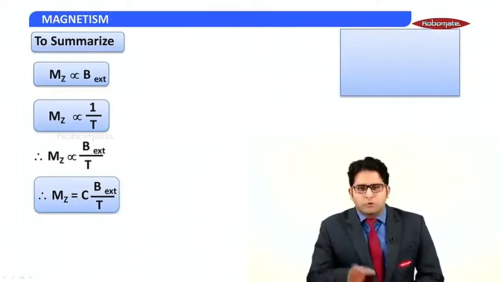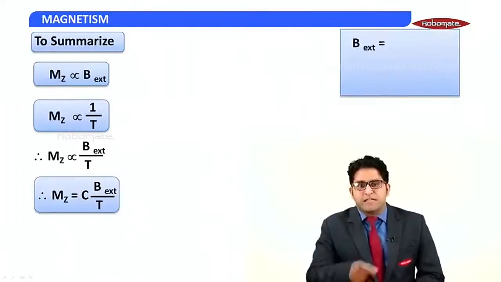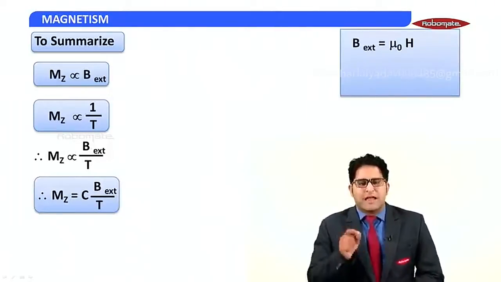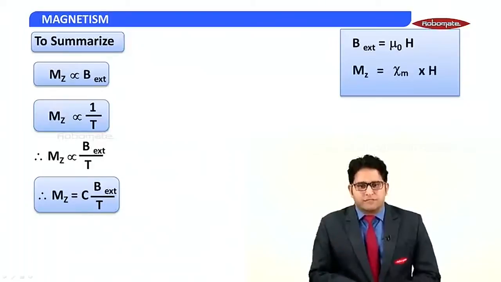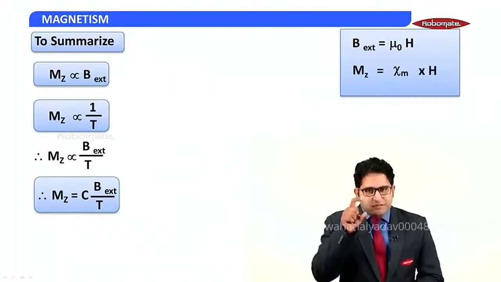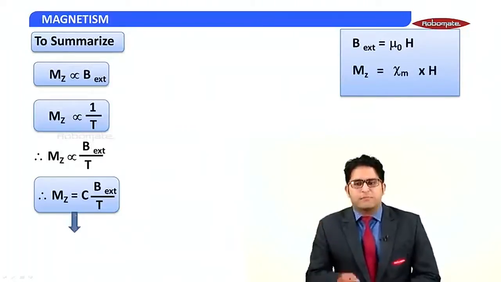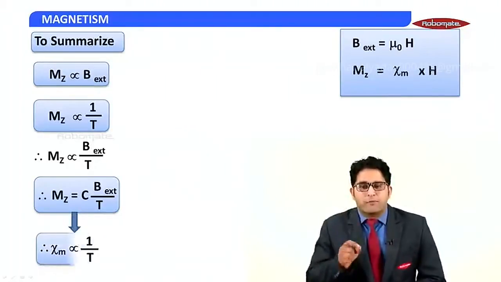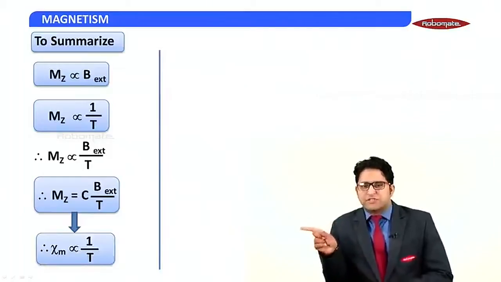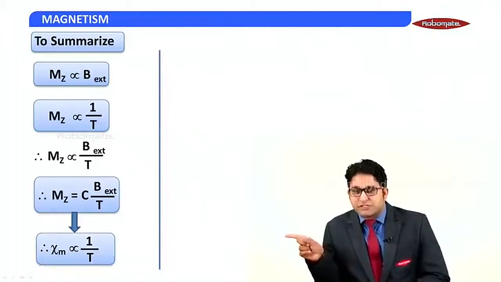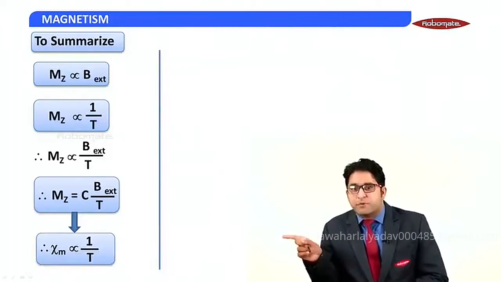Now we also know the relations: B external is equal to mu naught H and Mz is equal to xi m into H. When we put these relations in the last part, what did we get? We got xi m directly proportional to 1 by T. Now see this carefully, xi m directly proportional to 1 by T.